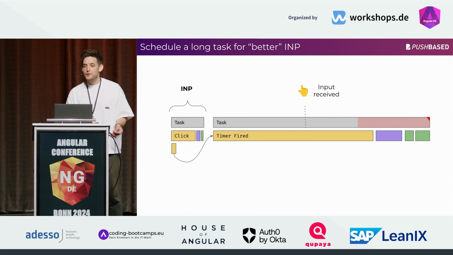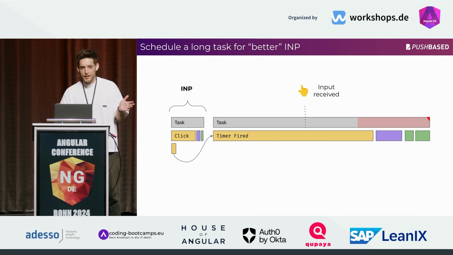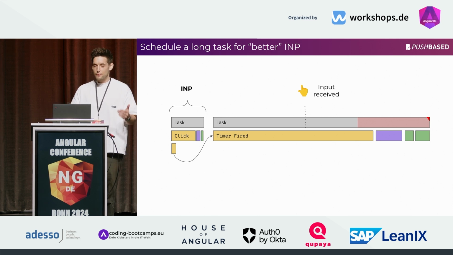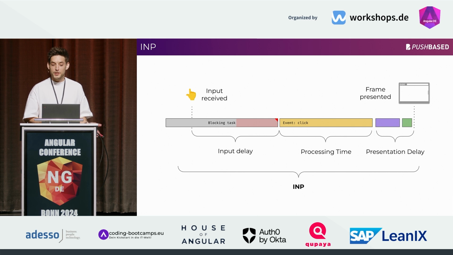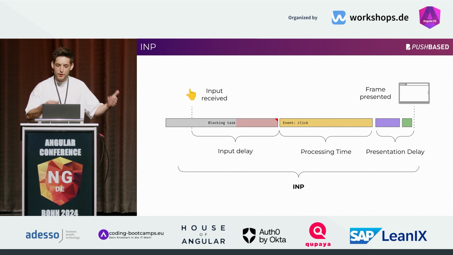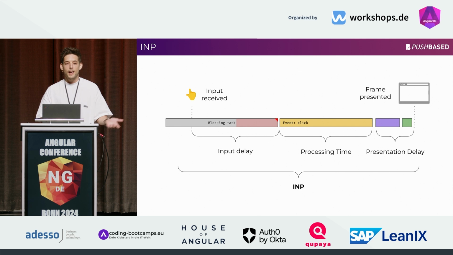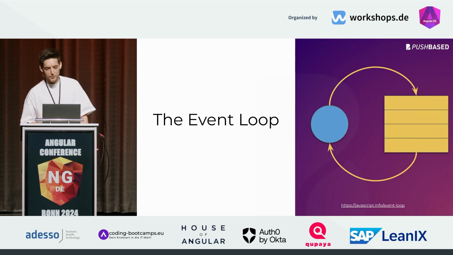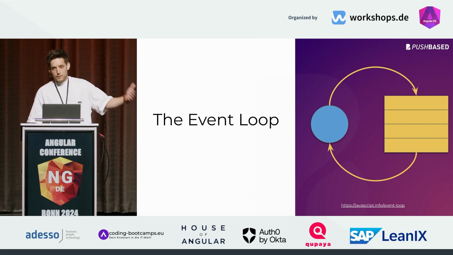What happens if the user tries to interact with your page while this long task is actually running? Well, you will have a lot of input delay because there's a blocking task on your main thread that is hindering the browser to immediately react to the next click event. And again, you will suffer and have a bad INP value. This is so not what you want. So let's discuss why this actually happens. We dive a little bit into the event loop now.